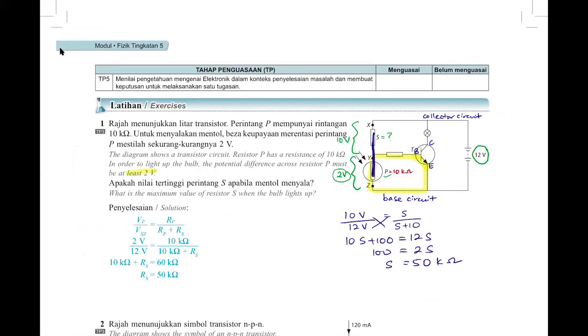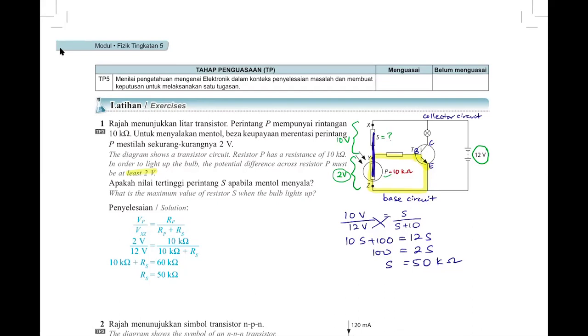So that's why when you get this question, kita cari dia punya ratio saja. Ratio of the potential difference and the ratio of the total resistance. Itu saja. Okay? Do you understand? You want me to repeat or should we continue to the next question? Next question. Okay. Ryan, okay?